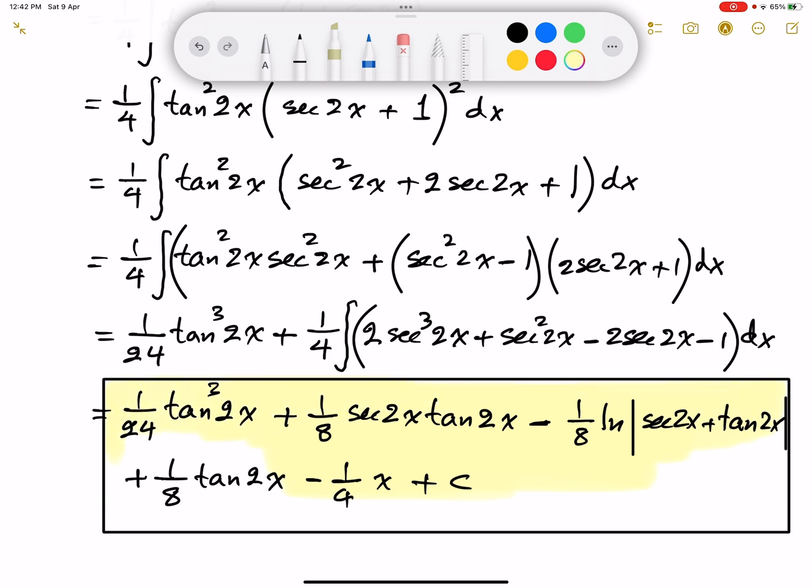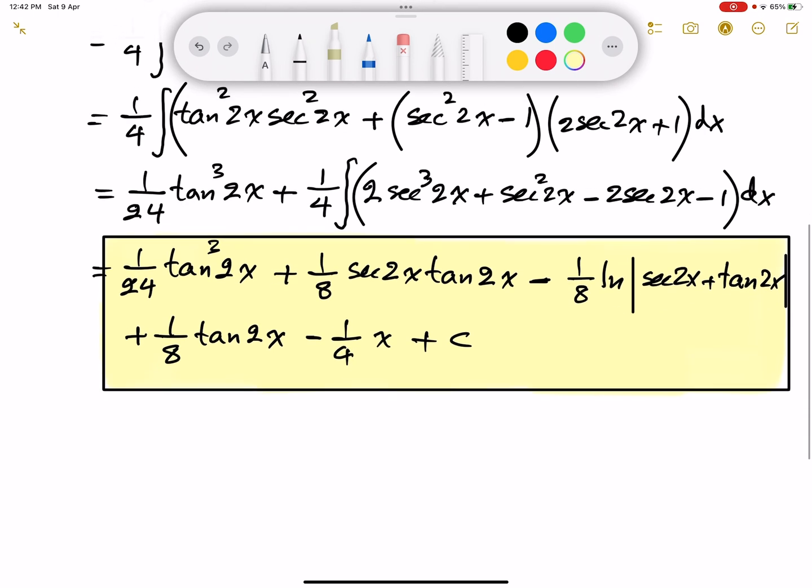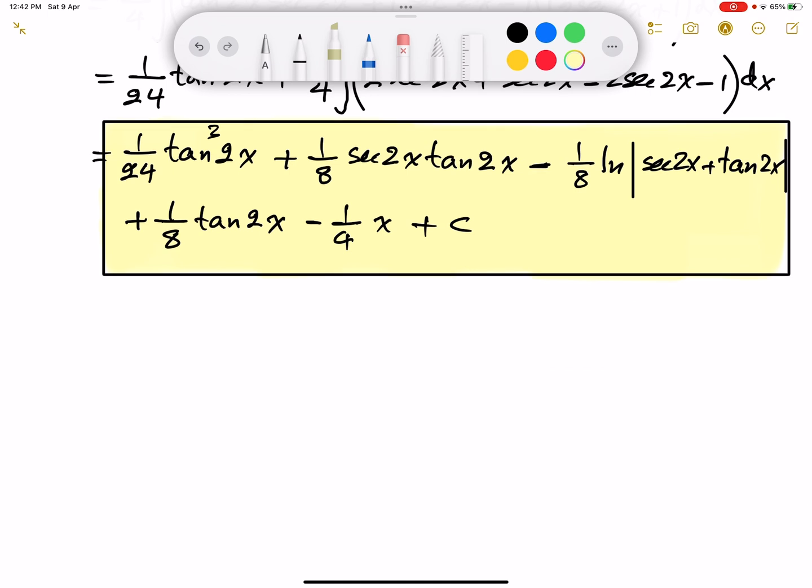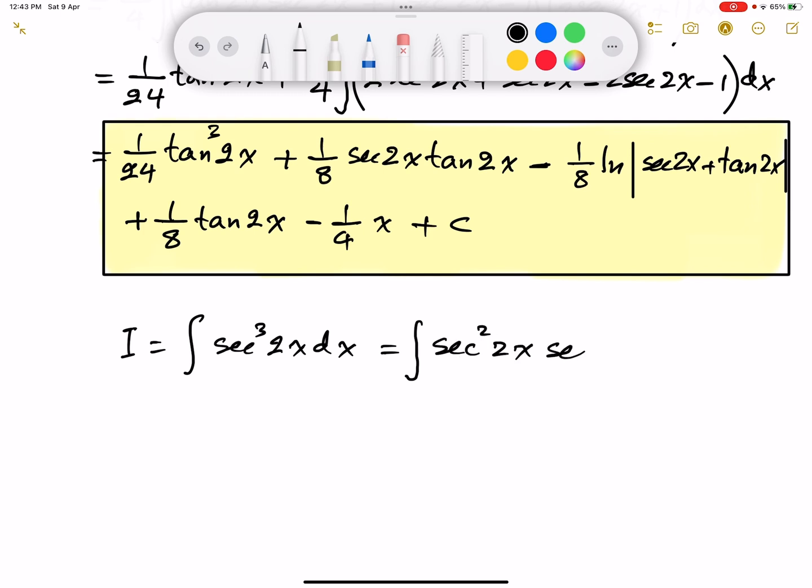Now, what we're missing here is how we got the integral of secant cube of 2x, and for that we can do it down here. I will do it quickly. I will call it I, which is going to be equal to the integral of secant cube of twice x dx. This basically can be done using integration by parts. So what I'm going to do here, I'm going to rewrite the secant cube as secant squared of 2x multiplied by secant of 2x dx.